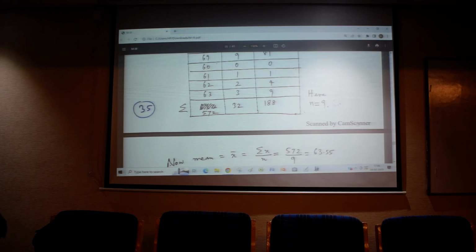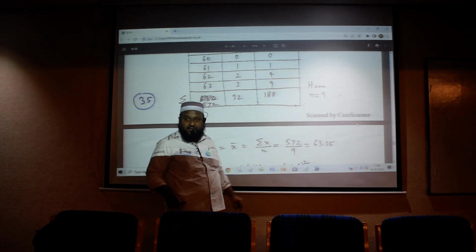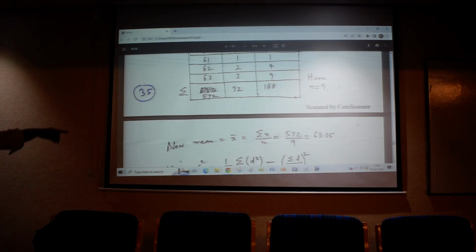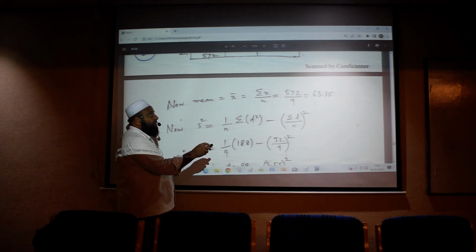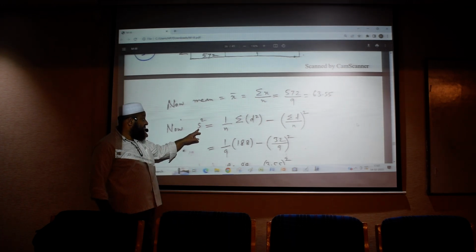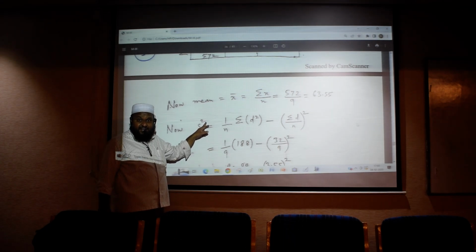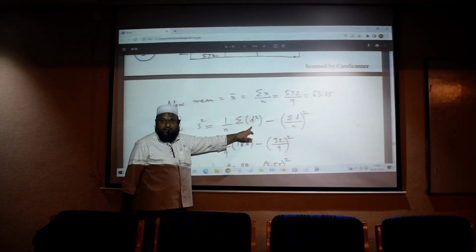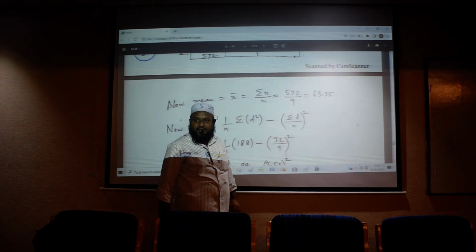Now we want the sigma values for all of them. Here n is 9. Where is n used? In the mean we have to divide by n. So x bar is sigma x by n, so 572 by 9. Keep in mind this is the formula for standard deviation square, that is variance: s square is 1 by n into sigma d square minus sigma d by n whole square.